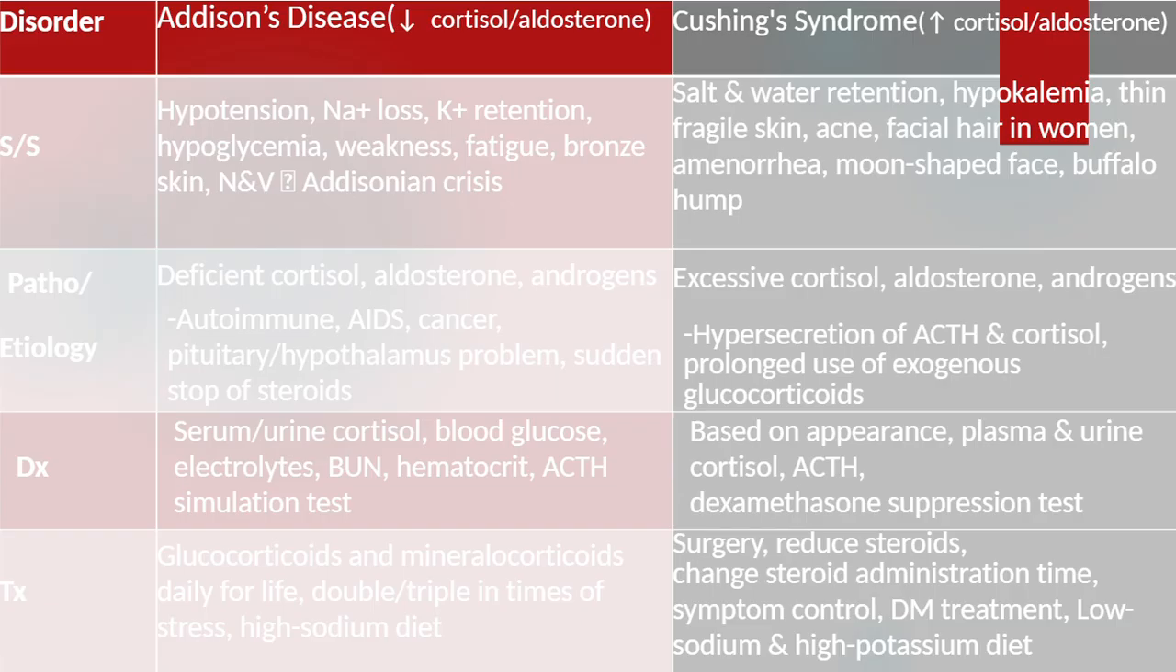A serious complication is Addisonian crisis, which can occur during illness, injury, or sudden withdrawal of steroid medications. This is a medical emergency characterized by severe hypotension, shock, dehydration, and altered mental status. Diagnosis involves checking serum and urine cortisol levels, blood glucose, electrolytes, and BUN. An ACTH stimulation test is used to determine whether the adrenal glands respond appropriately when stimulated.